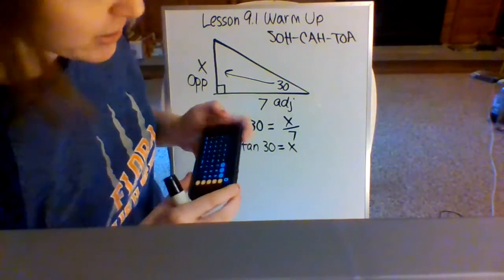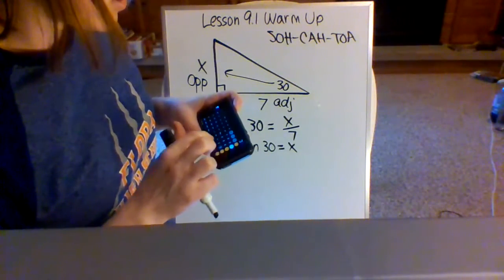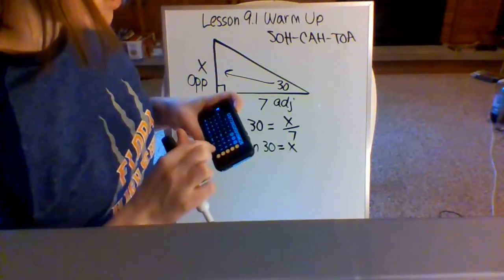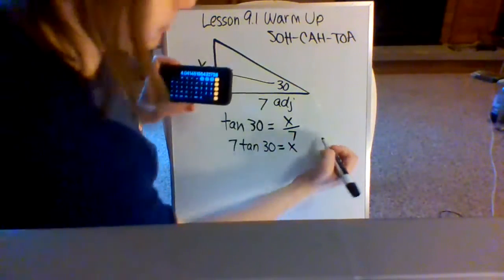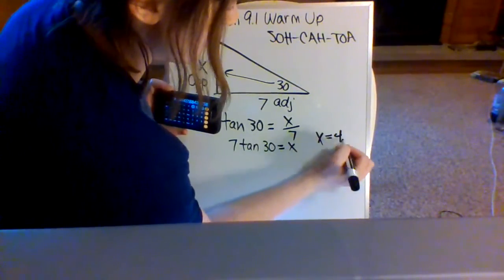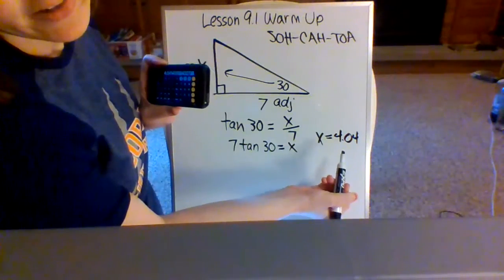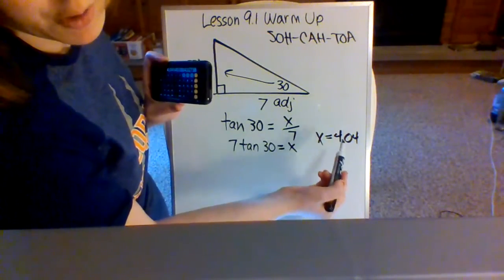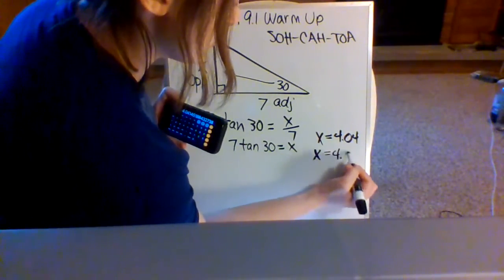Hang on, my calculator was in the wrong mode. Don't do that either. Okay, so 7, 30, tangent, equals. Alright, so I got 4.04. Now, if we round this to the nearest tenth, like the instructions say, this would just be 4.0. So x equals 4.0, or just 4.